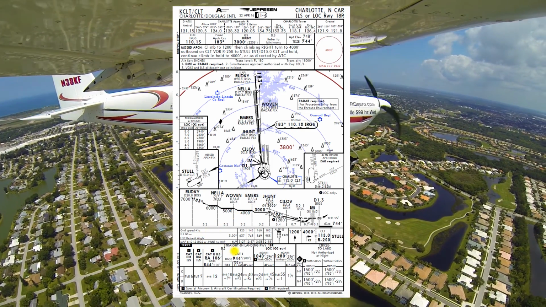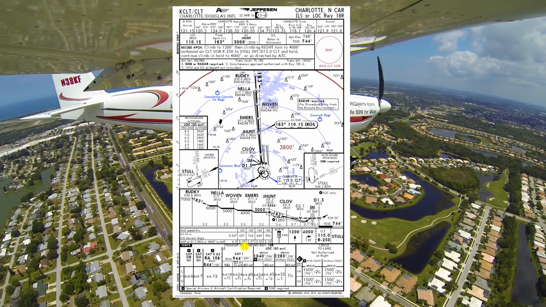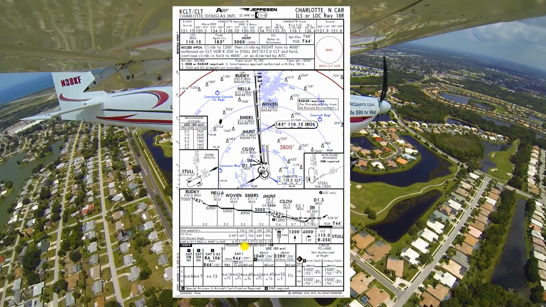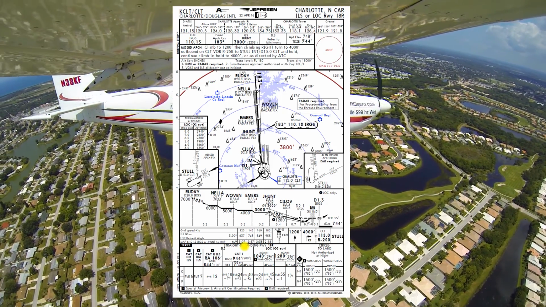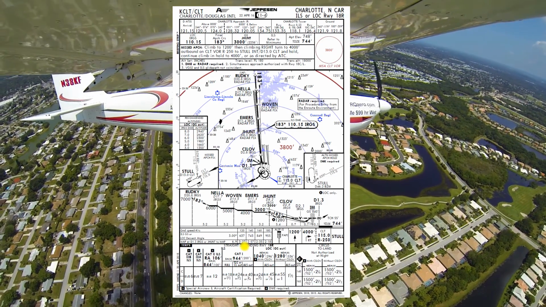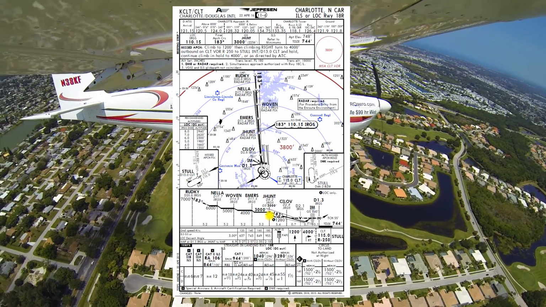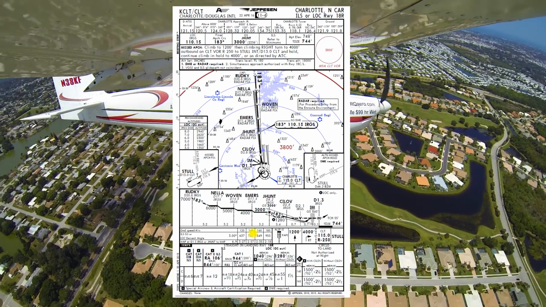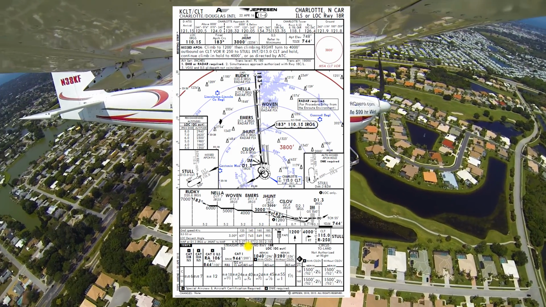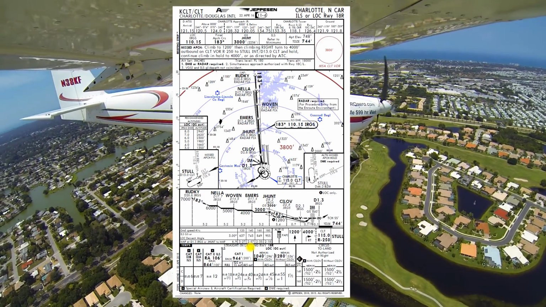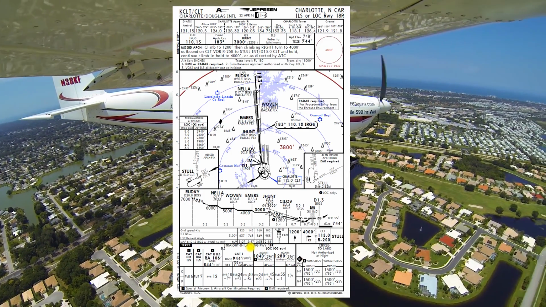Next thing is going to be talking about our timing. This is a loc approach. We're using DME to identify our missed approach point, but we're going to back that up with timing in case our DME gets a little wonky during the approach. So our timing, passing J-Hunt, we're going to start our clocks, figure 140 knots, and we will look for 2 minutes 57 seconds on the clock.